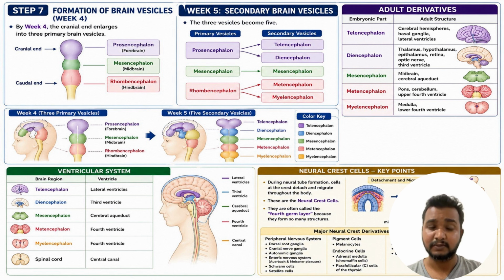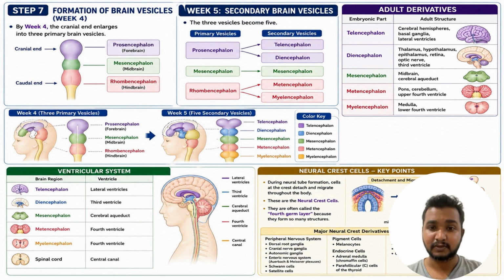Now that the neural tube has formed, the next question is, how does a simple neural tube become the highly complex human brain? The answer lies in the formation of the brain vesicles. Remember this important point. The brain develops from the cranial end of the neural tube. Let me repeat that. The brain develops from the cranial end of the neural tube, while the remaining caudal part develops into the spinal cord.